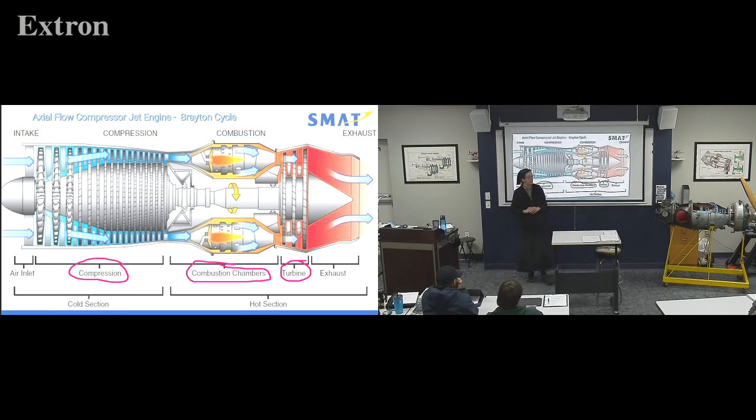Is the diffuser part of one or two? Cold section, because we're not at the burner yet. But don't be fooled, because the air coming off the diffuser, or even at the very last stage of the compressor, is very hot. We're talking 400, 500 degrees, but it's a lot cooler than everything happening in the combustion section. So that's why they call it the cold section.